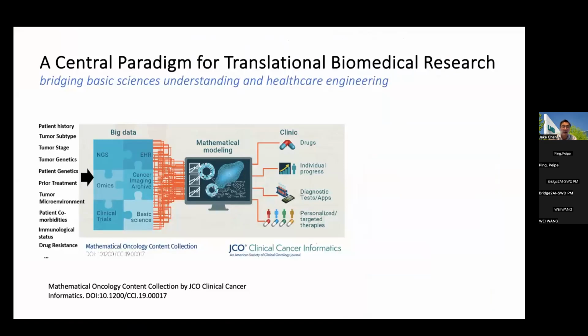I want to give you a perspective of what I meant by this central paradigm. The central paradigm can be exemplified by this diagram I showed for translational oncology research. In oncology research, people really want to find out novel cancer drugs or combinations that can be applied to different individuals, or biomarkers that can test which people may benefit from these drugs.